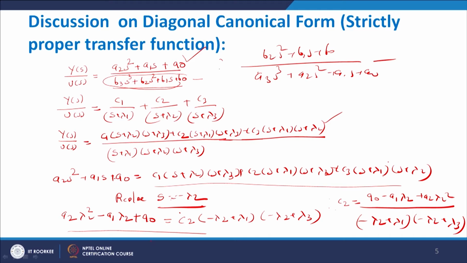How to get the value of C3? What is the best option here? Just like we replaced S equals to lambda 2, we can replace S equals to lambda 3. If you replace S equals to lambda 3, there are three parts, first, second and third, and two parts will automatically become 0, so we can directly get the value of C3. So, we replace S equals to minus lambda 3. If you replace S equals to lambda 3, what will we get?